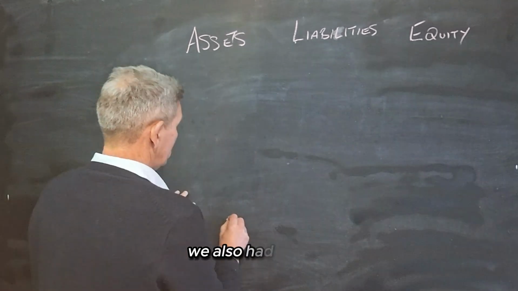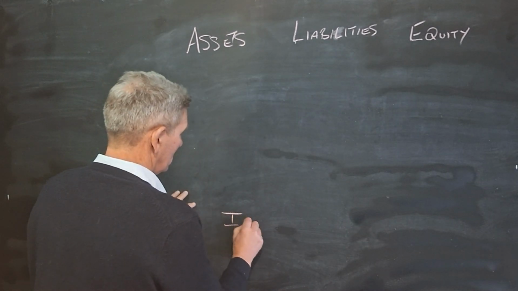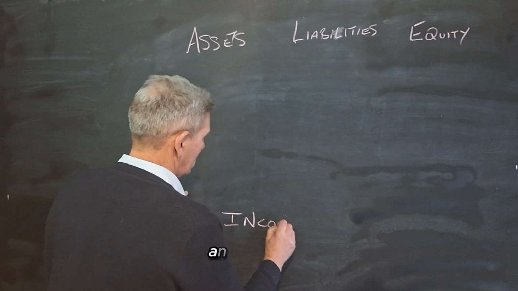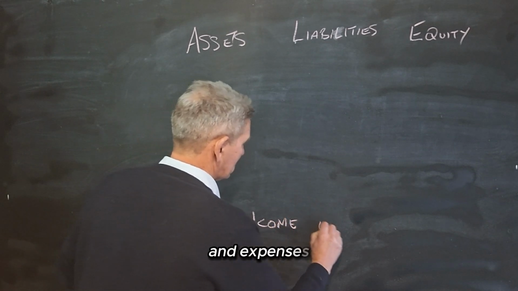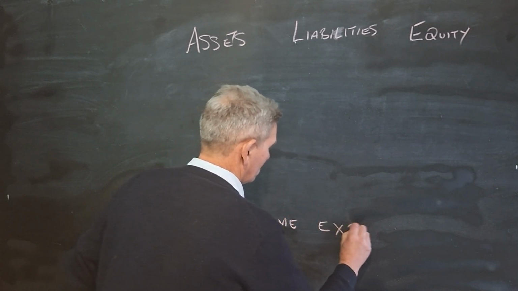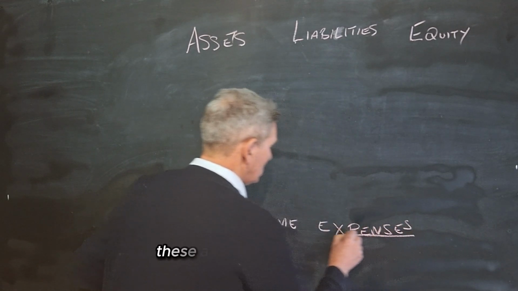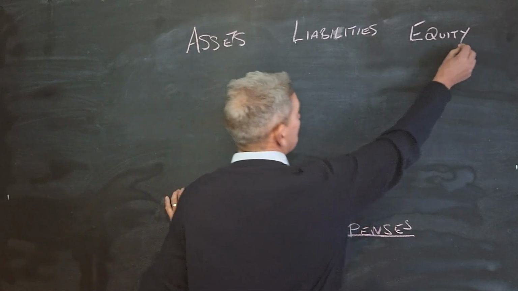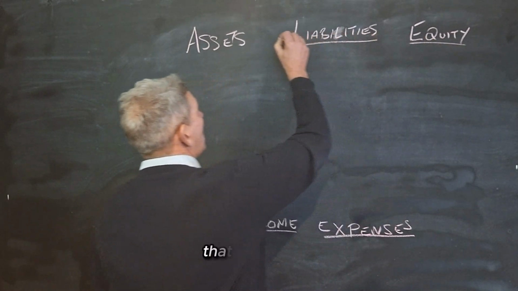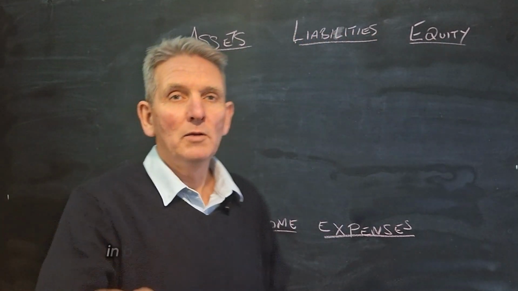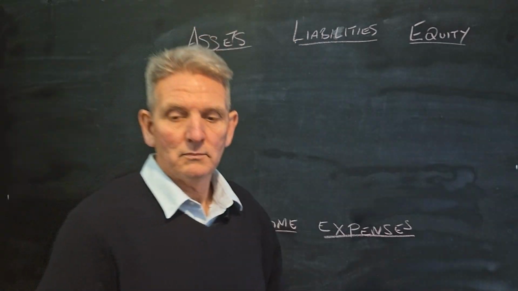We also had income and expenses. These are the 5 categories that everything in bookkeeping and accounting ends up in.